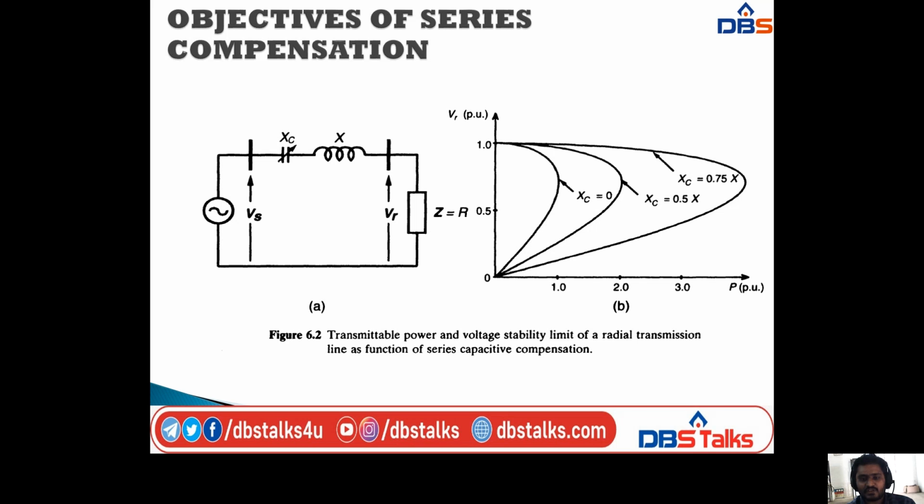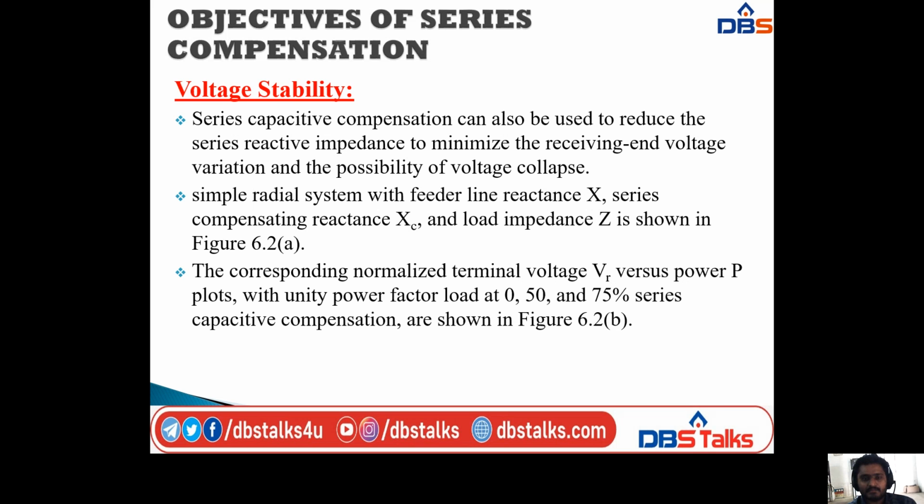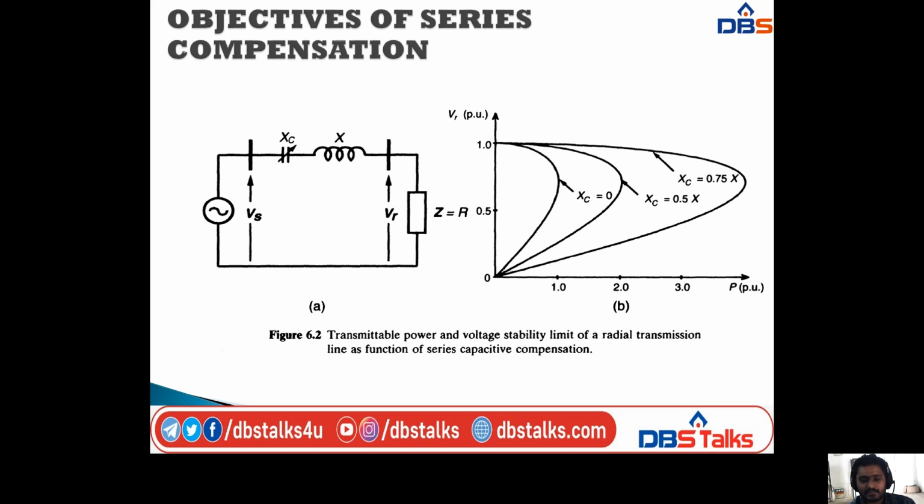So these three curves we draw versus VR and P, the corresponding normalized terminal voltage VR versus power P, plotted with a unity power factor load, that is at 0, 50 and 75% series capacitive compensation, as shown in the B diagram of this one. So this is the characteristic diagram.